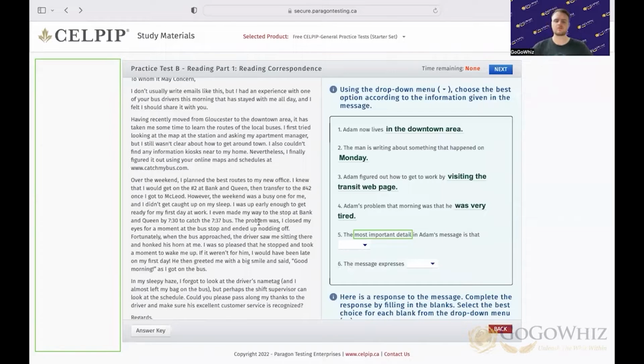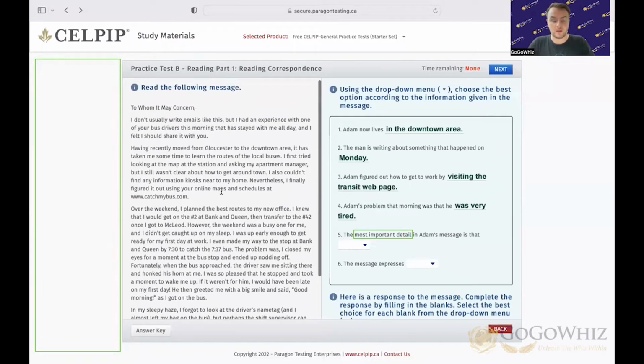All right, so to find the most important detail, it will help if we understand the overall idea of this paragraph, of this message, right? So just a very quick summary as to what happened and what would be good to write in your notes, not as long as I'm about to say, but just shorthand: this is about Adam moving to downtown. He doesn't know how to use the public transit yet, so he goes early. When he's there, he accidentally falls asleep, so he's going to miss the bus for work, right? However, when the bus driver gets there, he honks to wake him up, so then he made it onto the bus. And then the bus driver was very friendly when he got on. And so he just wanted to say thank you.